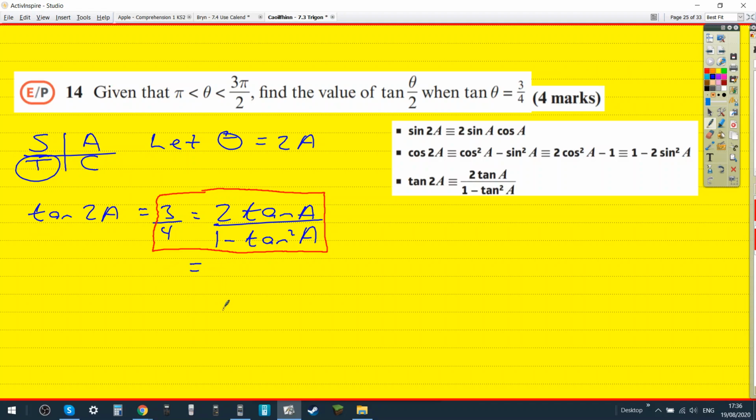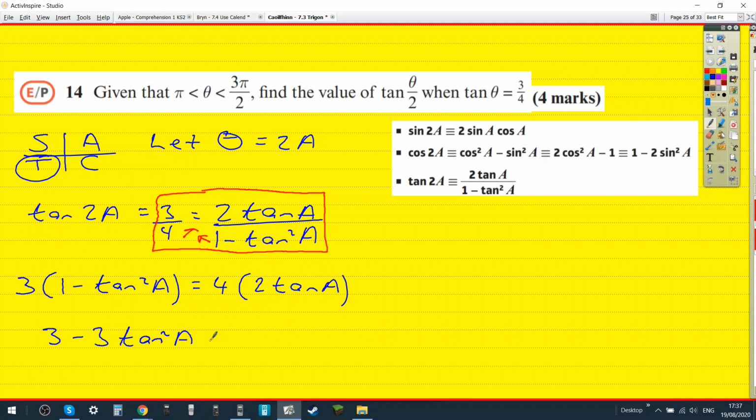So we flip the second one. Oh wait, that's when we're actually dividing. Cross multiply. Get rid of the fractions. So I just cross multiplied. Oh, right. Okay, so now we can expand that. Yep. So now we have 3 minus 3 tan squared A is equal to 8 tan A. Mm-hmm. Okay.